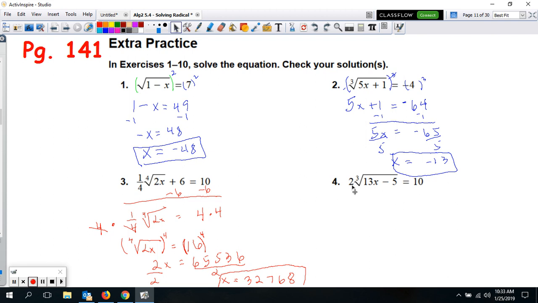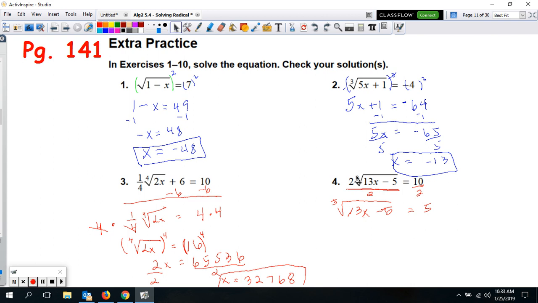On 4, we've got to isolate this one by removing this 2 here. That's the only thing that's not a part of the radical, is the 2 in front. So we have to divide both sides by 2 first. So that would give us the radical now by itself. That cube root of 13x minus 5 is now equal to 5, from 10 divided by 2.